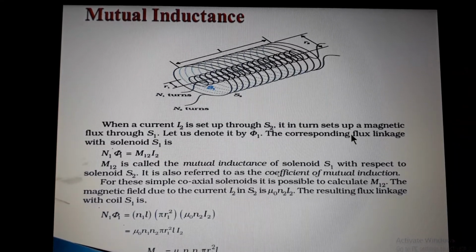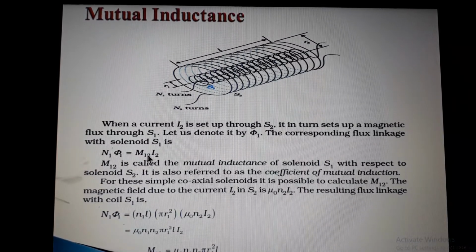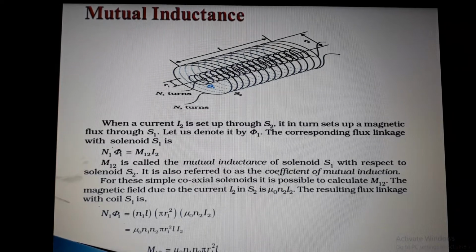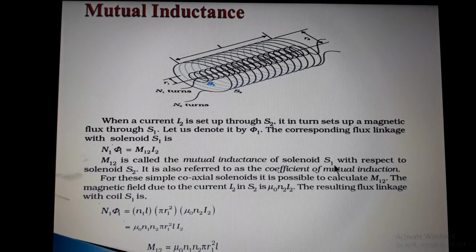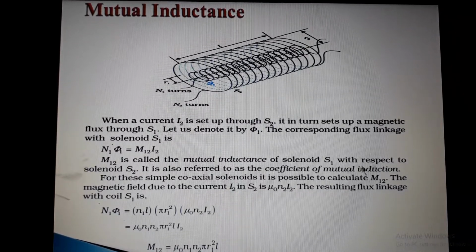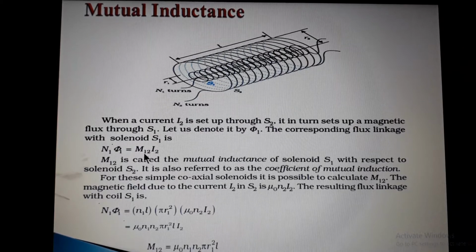And the corresponding flux linkage with the solenoid S1, that one is N1 phi1 is equal to M12 I2. Okay. Phi1 means flux and M12 means mutual inductance. Now just understand M12, that means mutual inductance of solenoid S1 with respect to solenoid S2. So that one is M12.